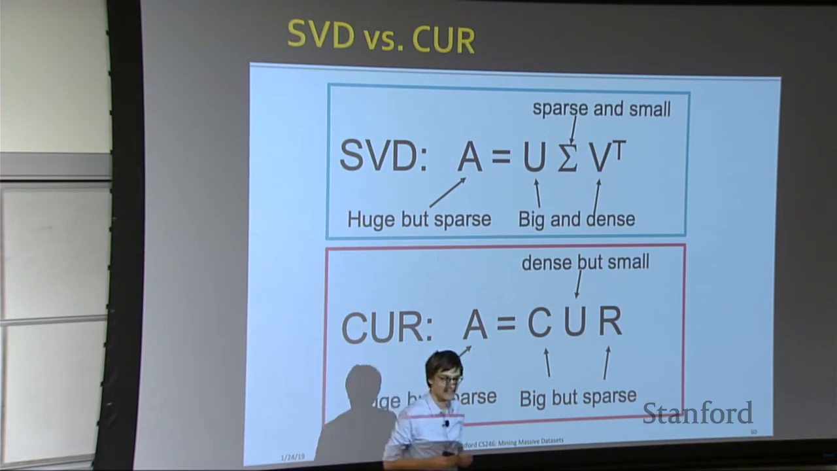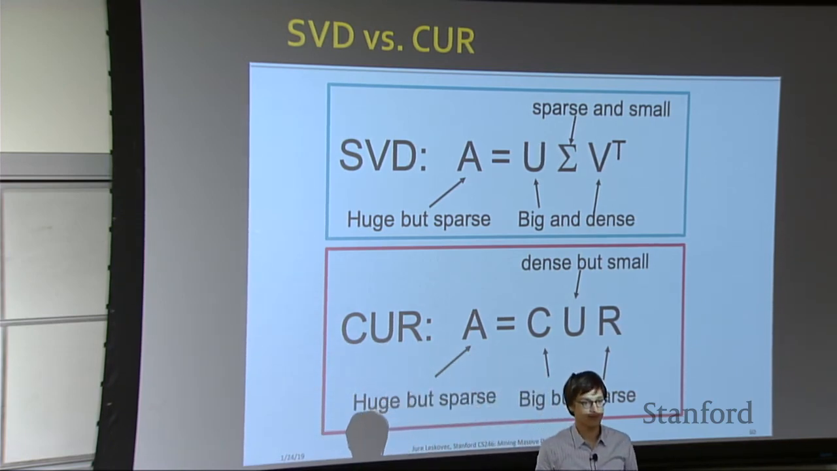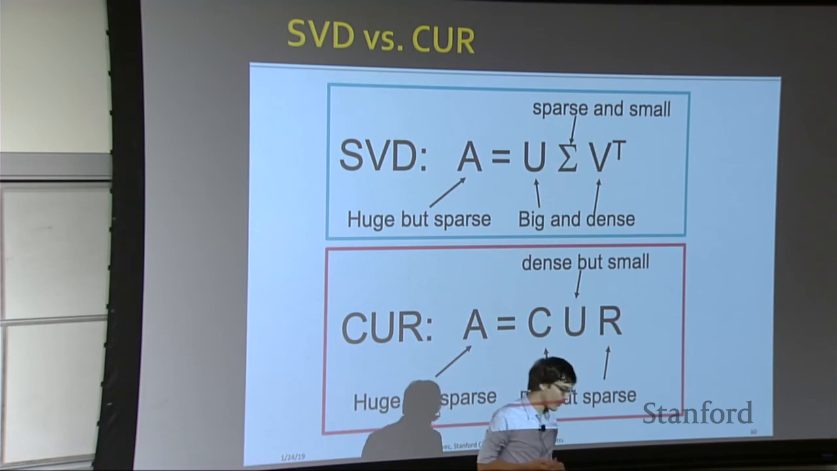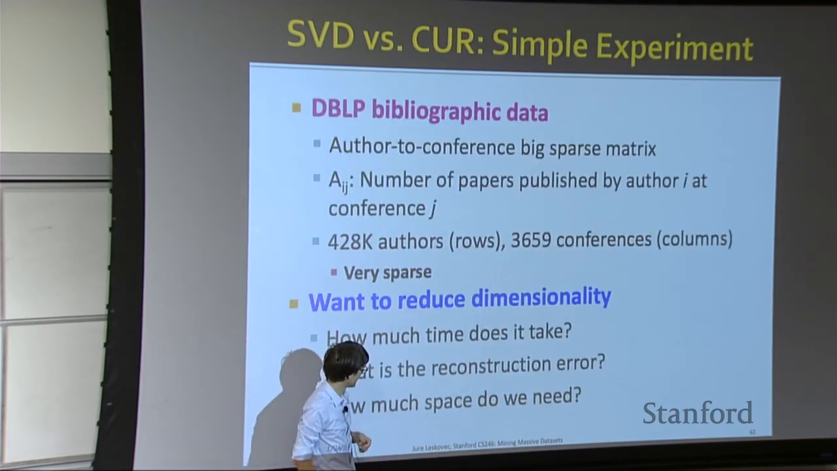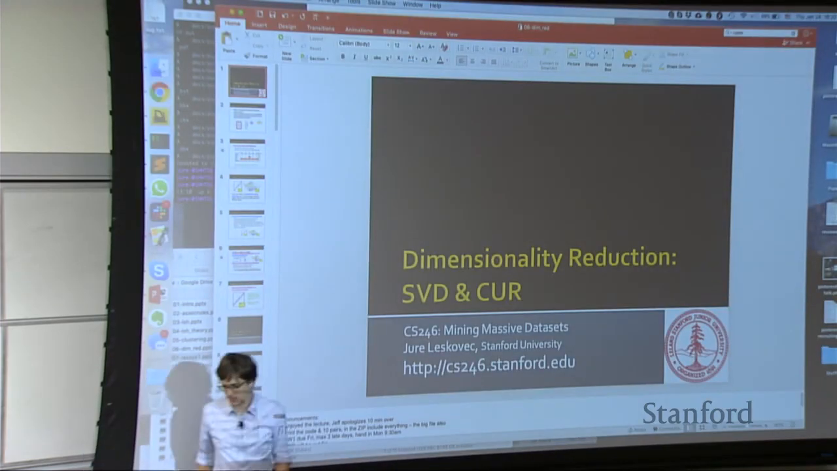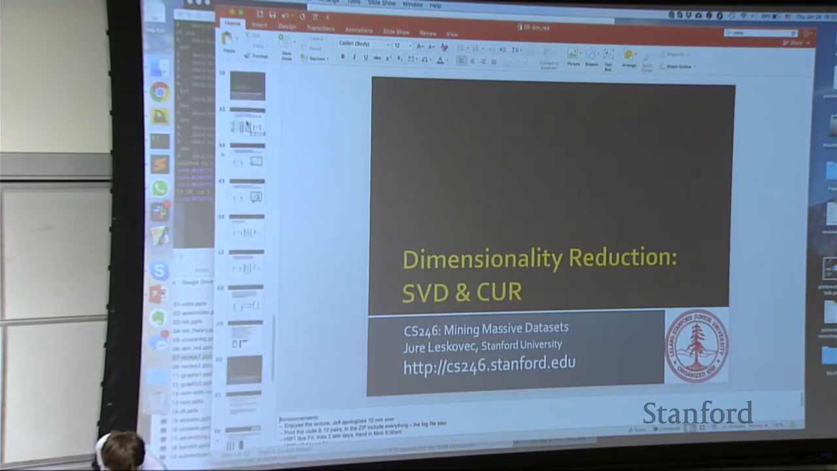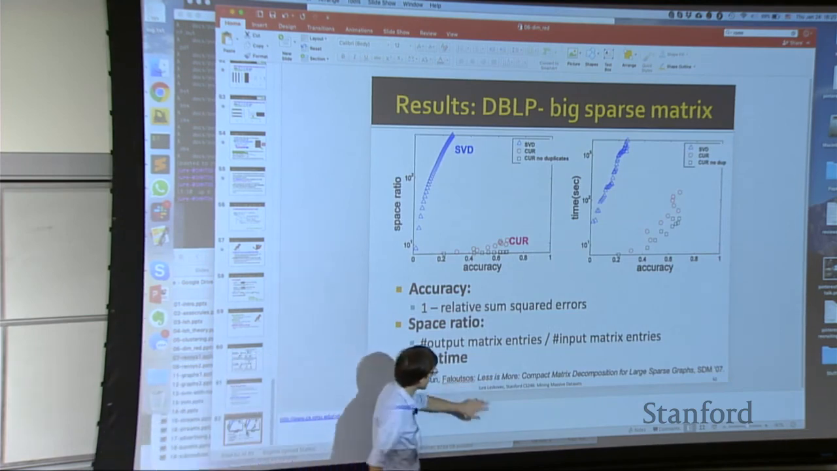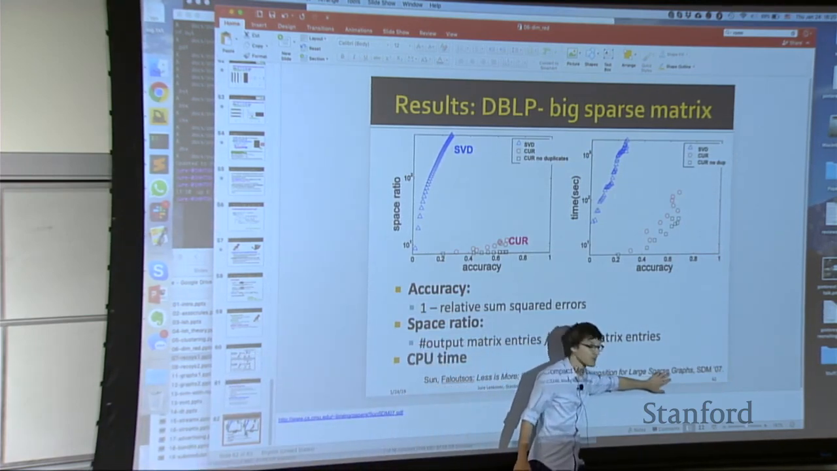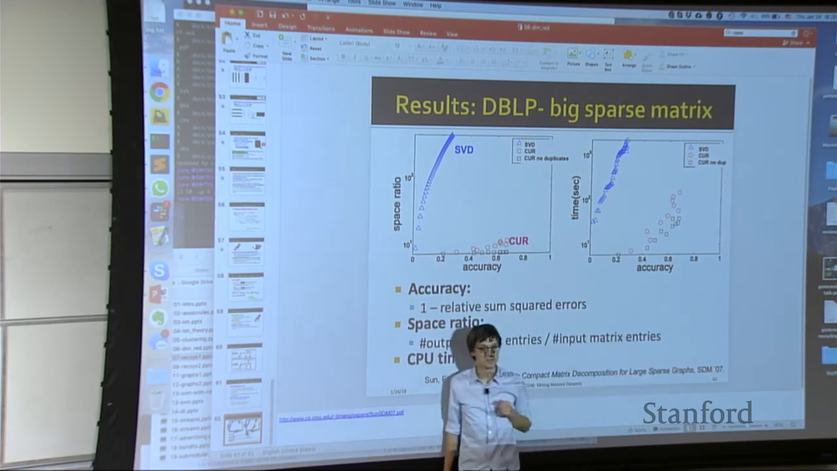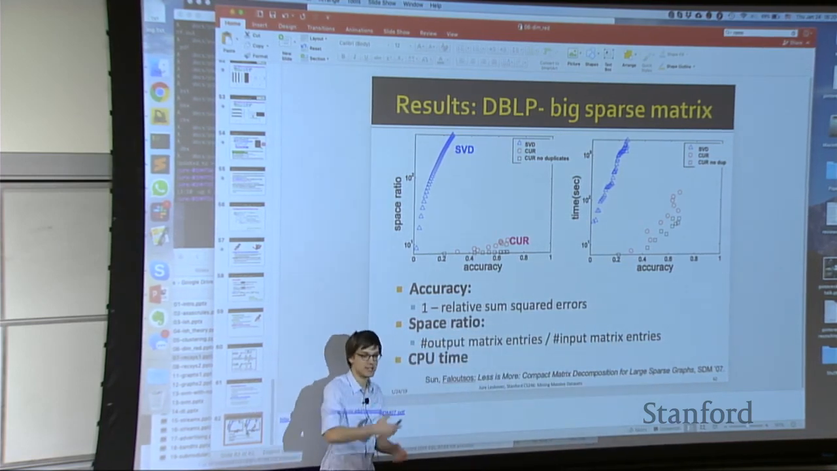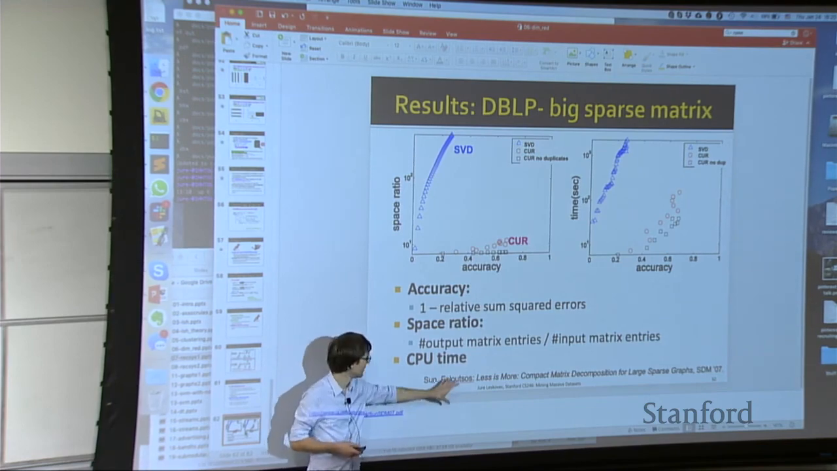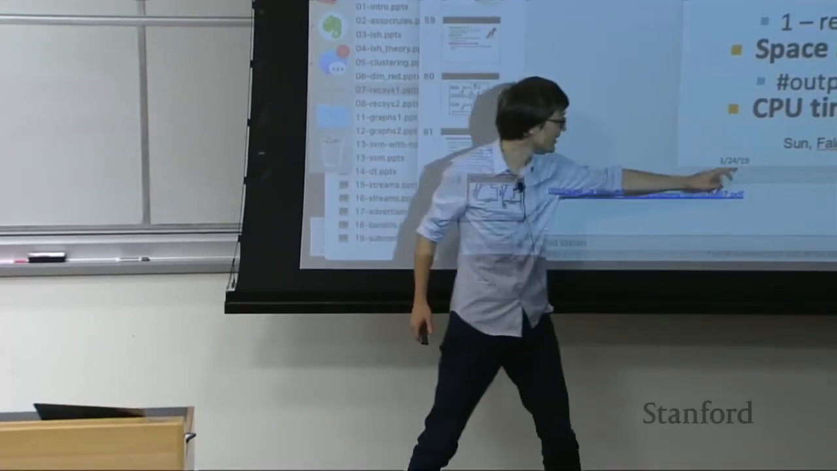Great, yes. Can you also repeat what we do to ensure there are no duplicates in CUR? If you don't want duplicates, go to the last slide of my presentation, and there is a beautiful paper I cite. Here it is: Less is More, Compact Matrix Decomposition for Large Sparse Graphs. That explains what you do with duplicates. And essentially, you just rescale things and everything is good. It's a simple solution. But the details are in this paper.